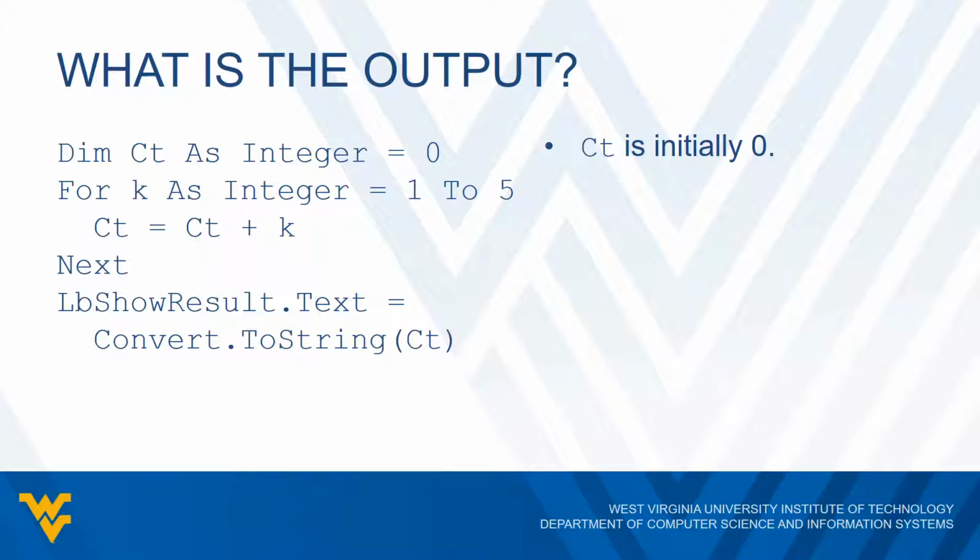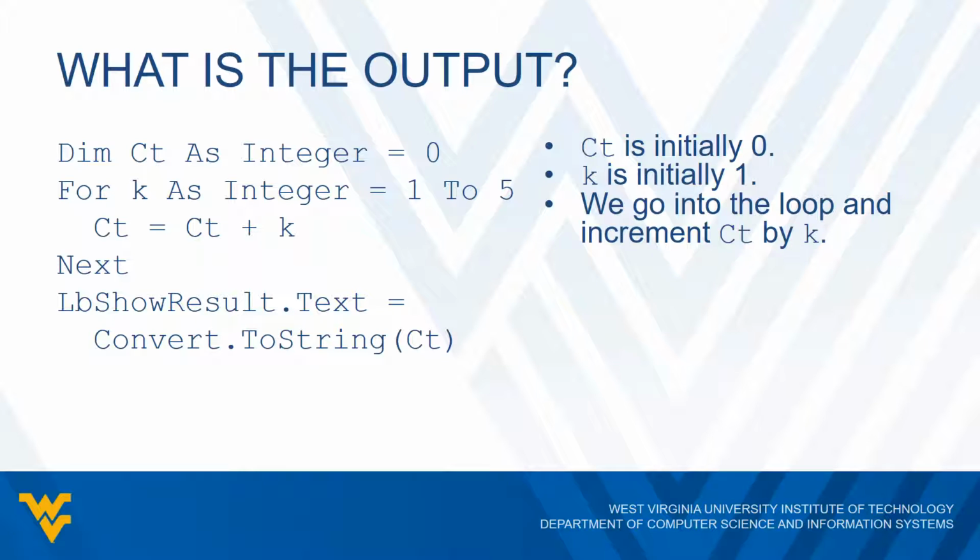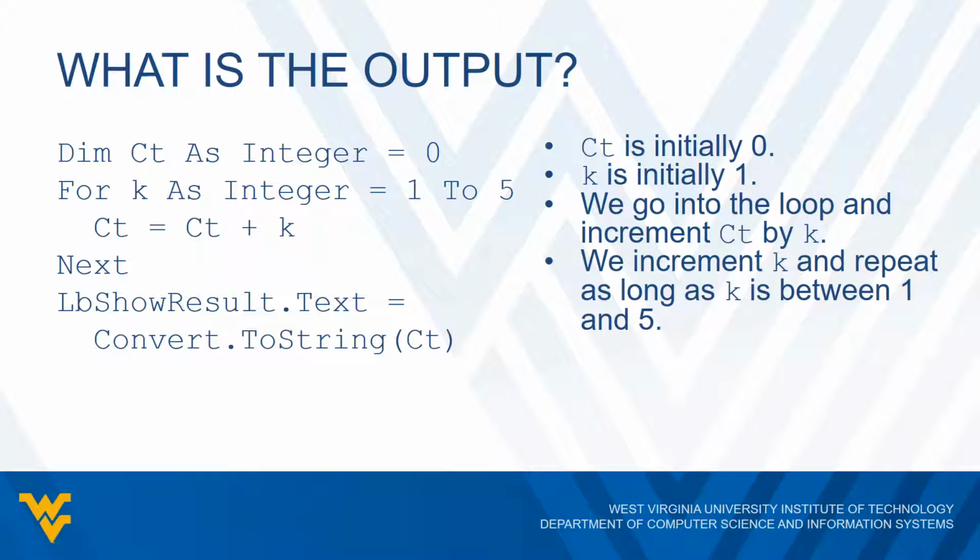So once again, CT is initially 0 and K is initially 1. So we're going to go into the loop right away and increment CT by K. Not 2, not 1, but whatever the value of k is at that time, and we will keep repeating this and incrementing k as long as k is between 1 and 5. So as we've seen from before, we're going to stop when k becomes 6.